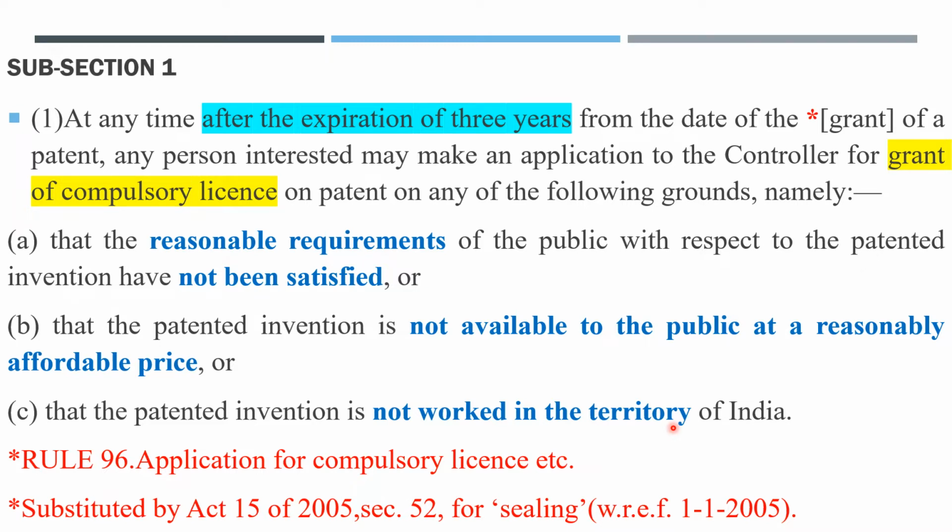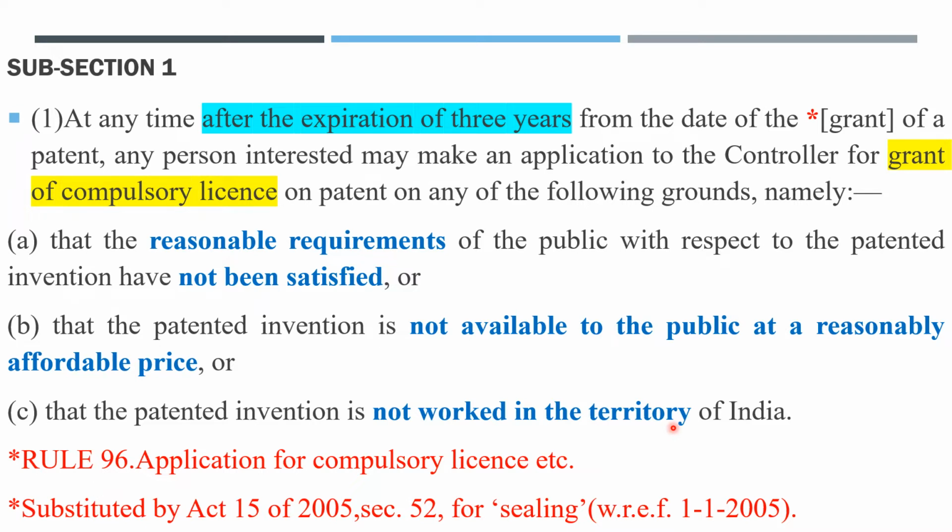Fine. Okay, there is a grant of patent date. Fine. And after 3 years, what happens? Any person interested applies to the controller for what? For a compulsory license on the patent. But how can he apply for this? That means he must have some grounds. So what are the grounds?